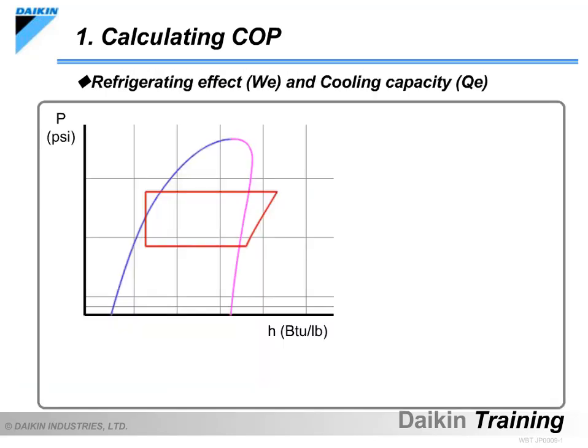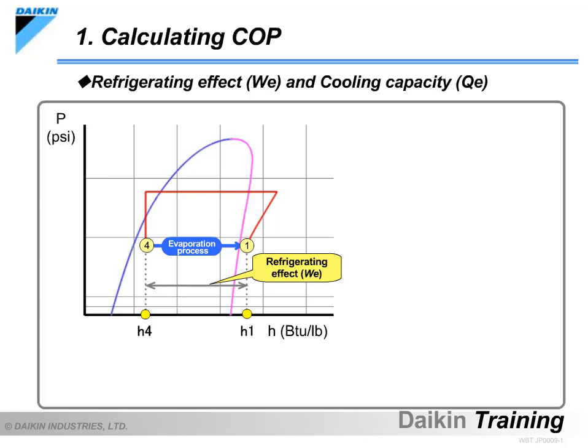First, I would like to explain how to calculate cooling capacity from the theoretical refrigeration cycle on the pH chart. The evaporation process is represented by the changes within the cycle from 4 to 1. The change in specific enthalpy, H1 minus H4, is referred to as the refrigerating effect and represents the quantity of heat absorbed by 1 pound of refrigerant.